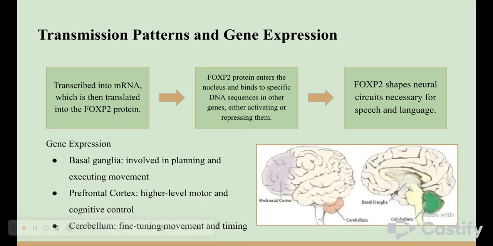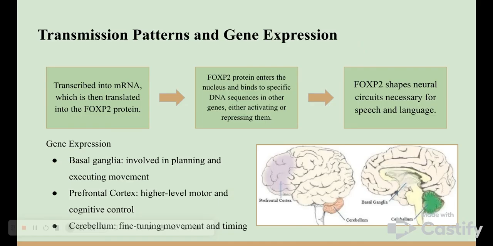Moving on to transmission patterns and gene expression. The FOXP2 gene is transcribed into mRNA, which is then translated into the FOXP2 protein. That protein then enters the nucleus and binds to specific DNA sequences in other genes, either activating or repressing them, like I touched on earlier. This action shapes neural circuits necessary for speech and language.